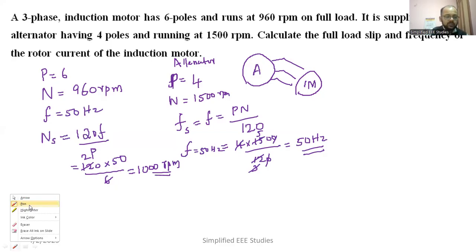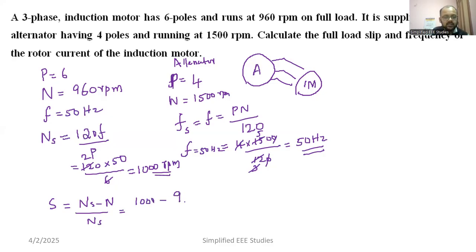Now I'll be continuing. We'll be computing the slip. The slip is nothing but Ns minus N divided by Ns into 100%. What is Ns? 1000 RPM. What is N? 960 RPM. So 1000 minus 960 divided by 1000. Write properly. So what could be the answer? Let me verify, I have already calculated. You are getting 0.04. In terms of percentage, I'll write the slip as 4%. So we have received the value of slip.